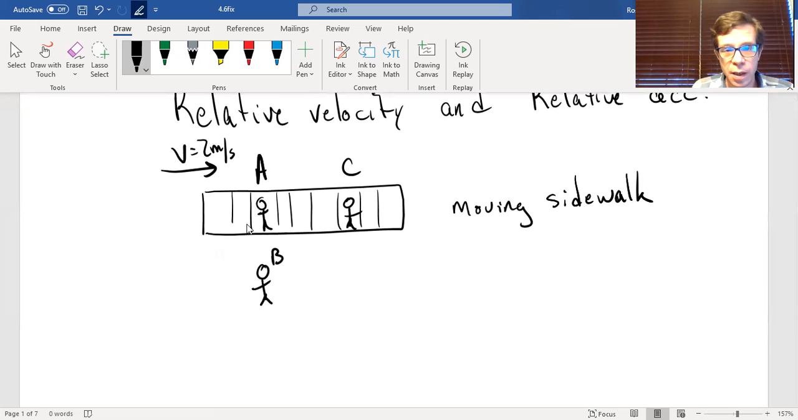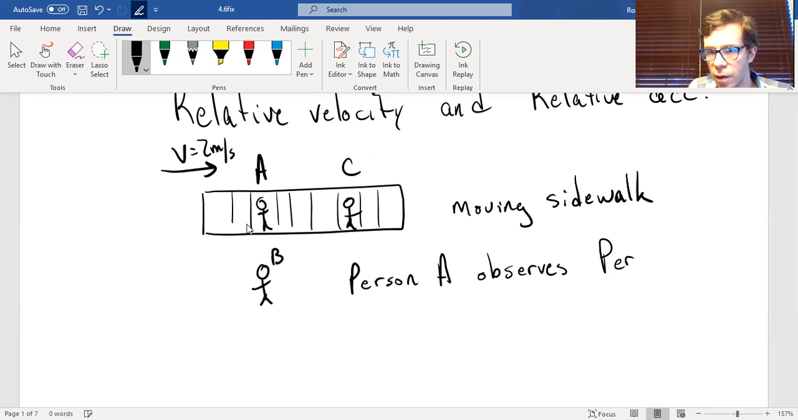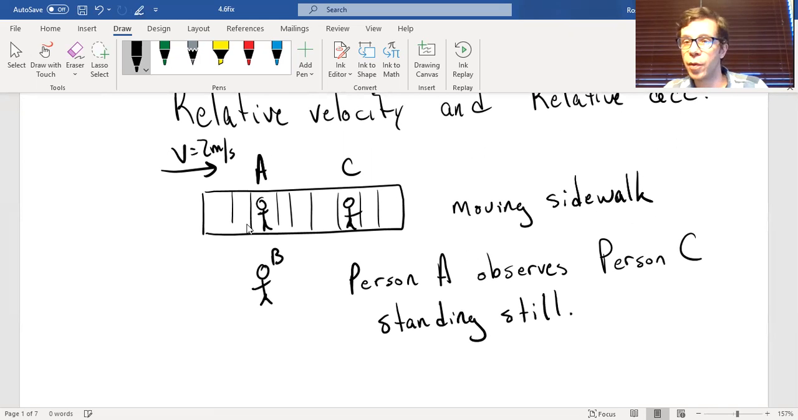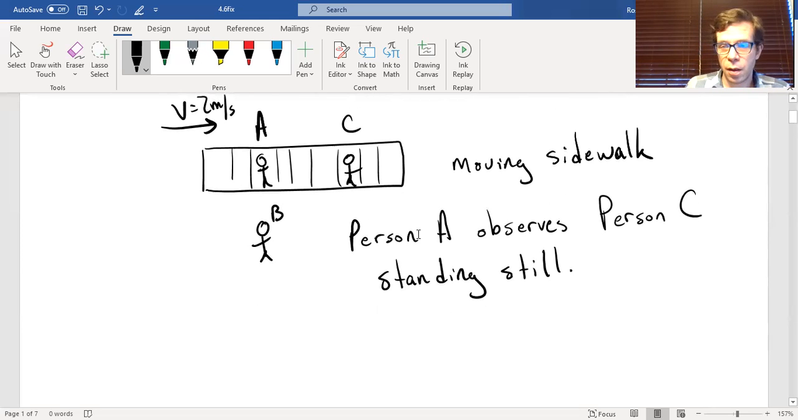So person A observes person C standing still. Right, they're both on the moving sidewalk. The moving sidewalk is connected throughout and they're not moving relative to each other. So person A says they're standing still. They observe them to be moving at 0 meters per second.